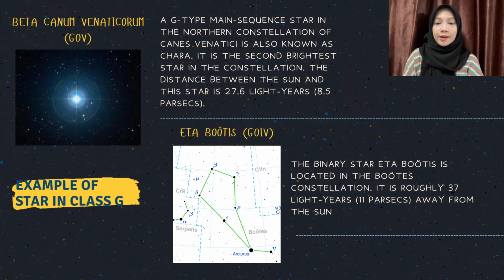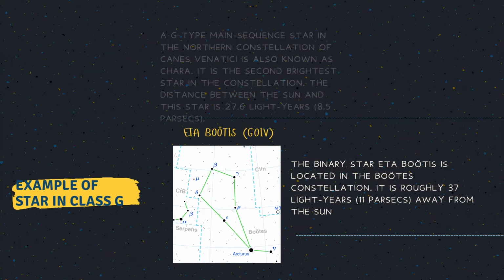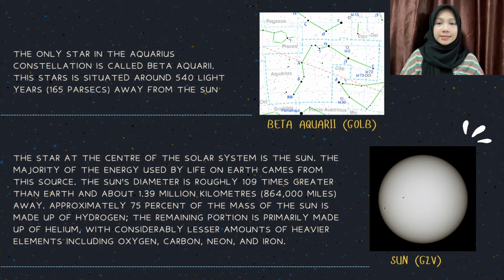Next, we have Eta Bootis. The binary star Eta Bootis is located in the Bootes constellation. It is roughly 37 light years, which is 11 parsecs away from the Sun. Next is Beta Aquarii. The brightest star in the Aquarius constellation is called Beta Aquarii. This star is situated around 540 light years, which is 165 parsecs away from the Sun.